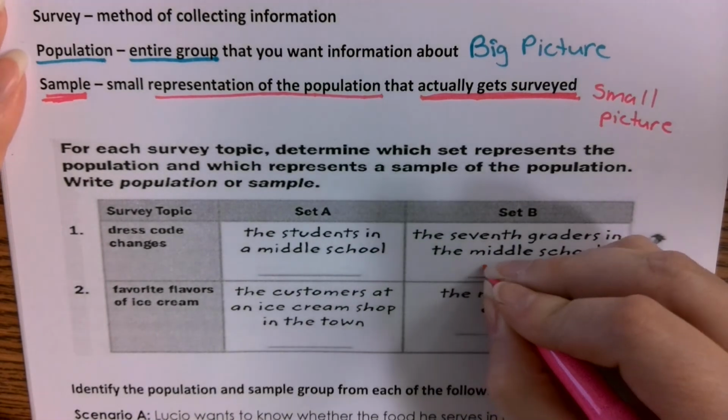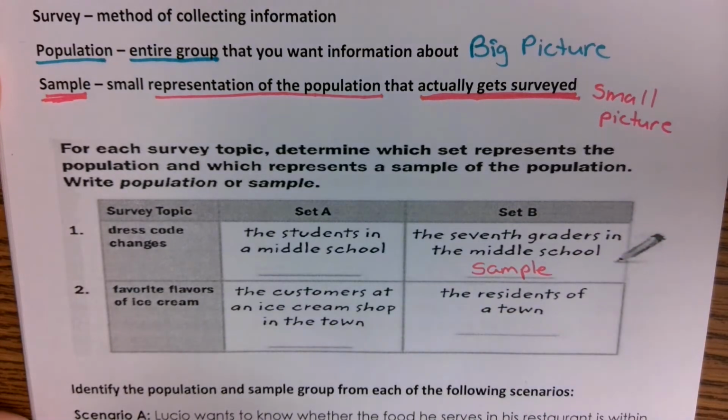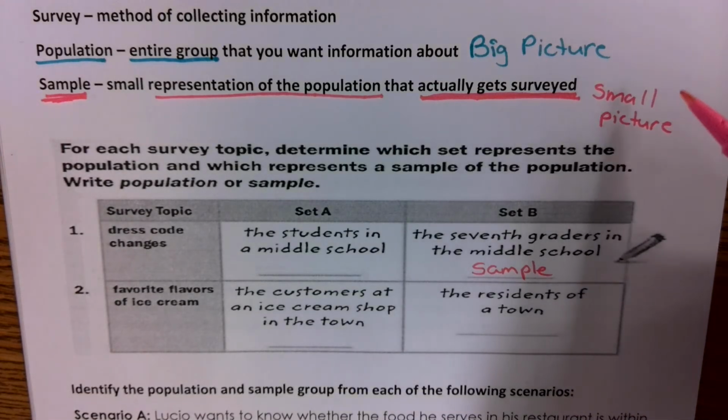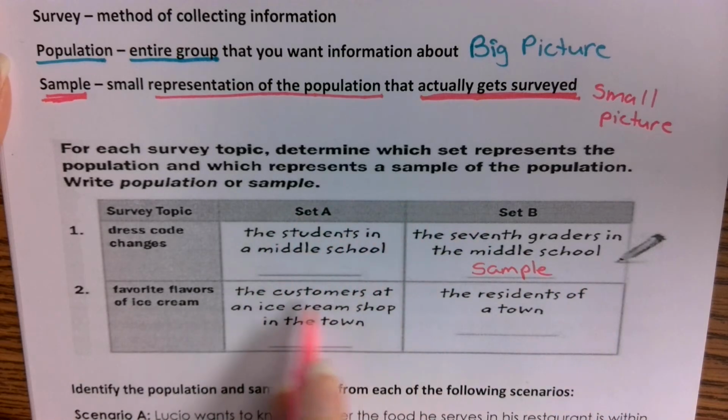Set B. Good. The sample would be set B because it's 7th graders that are in the middle school, right? Think about it. A small picture should fit inside the big picture. So 7th graders is a part of middle school being your population.